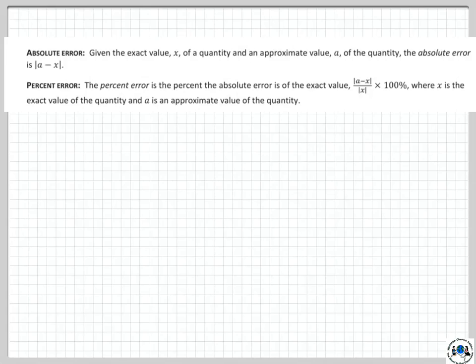Okay, so first a few definitions, and we will see these definitions again during the lesson. Let's go ahead and talk about these two here. One is called absolute error, and hopefully you are noticing that word absolute. You might remember it from absolute value, and that is very pertinent, because absolute value will be used in finding absolute error.